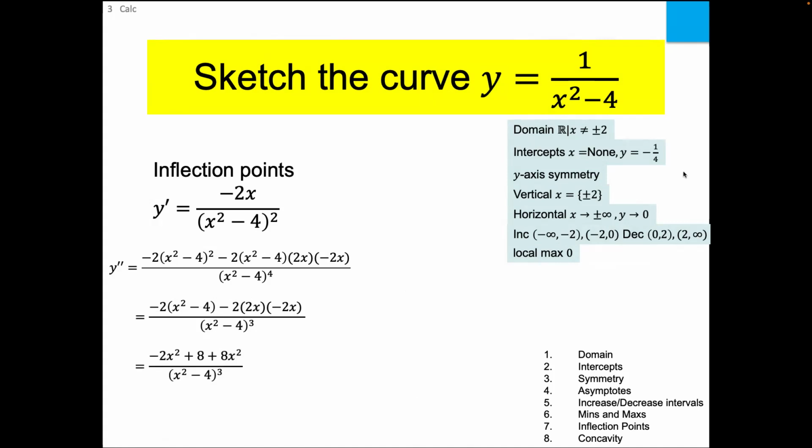8x squared minus 2x is 6x squared. So 6x squared plus 8. There's your second derivative. Now, a lot of people look at this and say, hey, factor out a 2. You could, if you wanted to. Okay, so there's our second derivative. What do we do with that? Set it equal to 0 and solve.